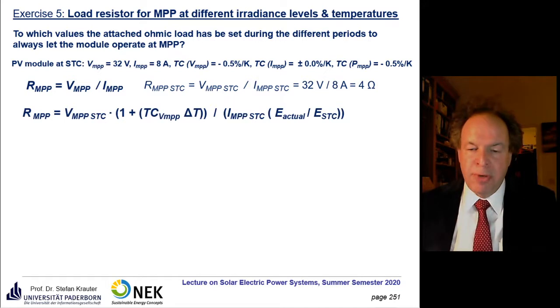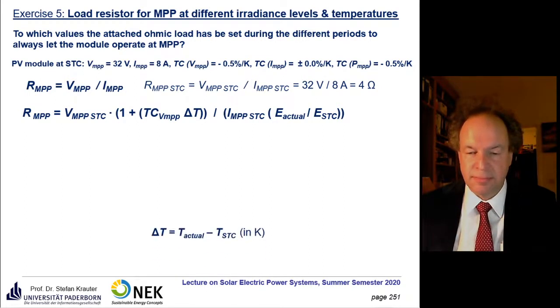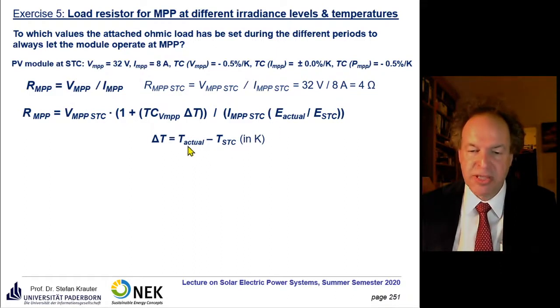If we have other temperatures, we have to adjust for the temperature. We have to make an adjustment factor here according to the temperature difference. And also the current is directly proportional to the irradiance. We have to find out what's the actual irradiance in relation to the irradiance under standard test conditions. And as you all know, irradiance under standard test conditions is 1000 watt per square meter. And the temperature difference is the actual temperature minus the temperature under standard test conditions, which is 25 degrees.